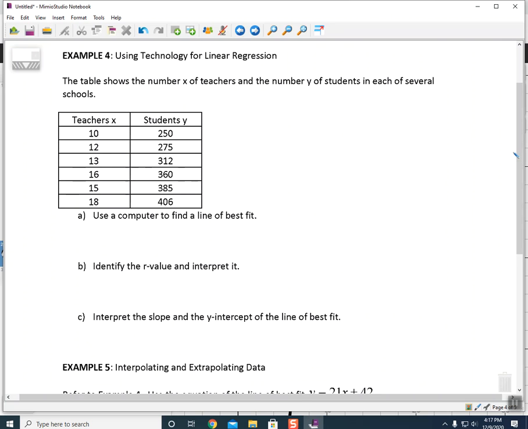Okay, so this is where I promised you technology. We're going to use technology to figure out equations of lines. So the table shows the number X of teachers and the number Y of students in each of several schools. So here's our data. We need to use a computer to find the line of best fit. So here we go.